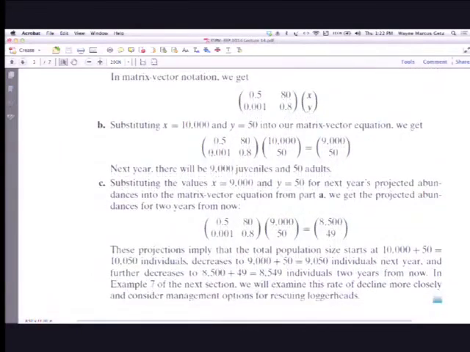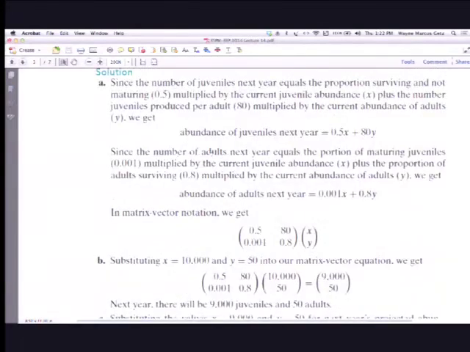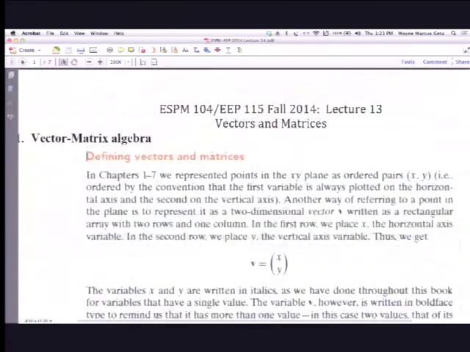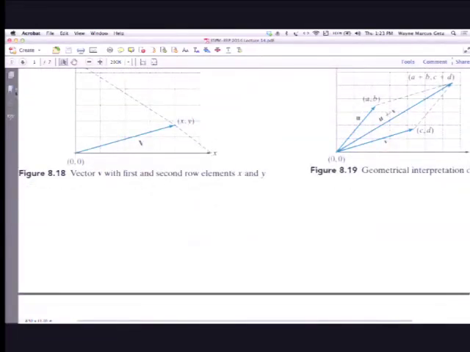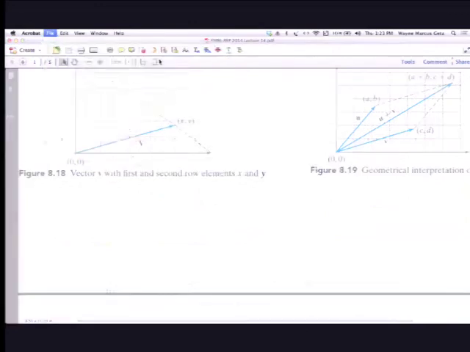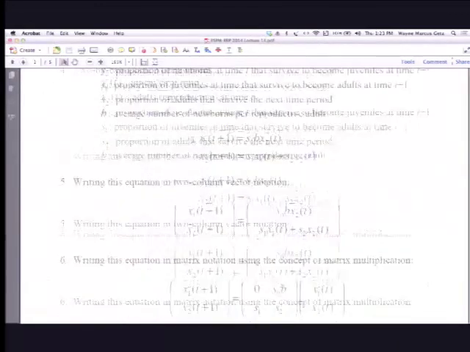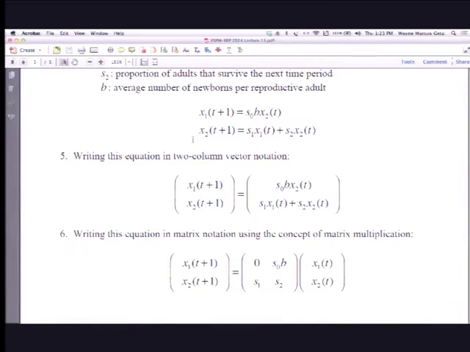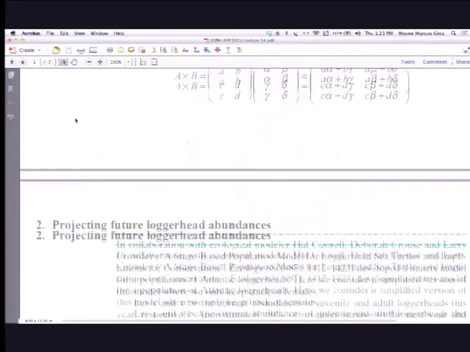So in matrix notation, we write x at t plus 1 is 0.5 x at t plus 80 y of t, and y of t plus 1 is equal to 0.001 x at t plus 0.8 y of t. Last time we talked about how to write these with a very simple model. If I could just go back and open up that file from last week, we wrote down this model and showed how you can write it as a matrix model. In this case, we've got 4 numbers, not 3. This one's a 0 in this particular model.